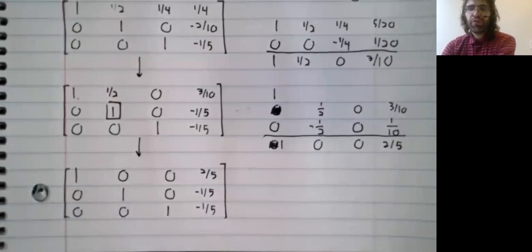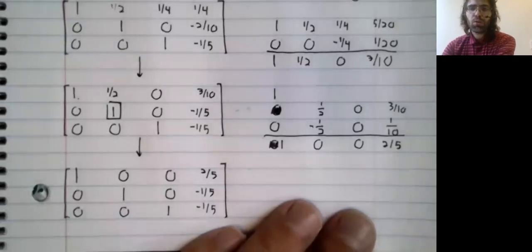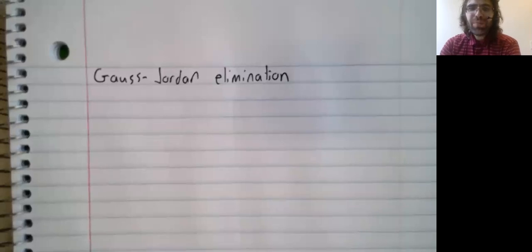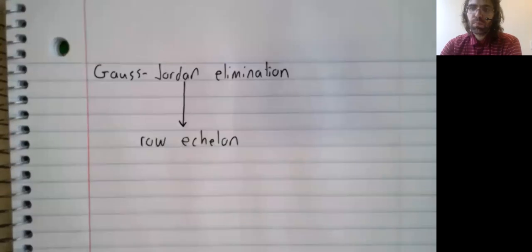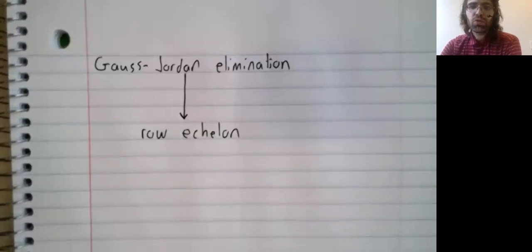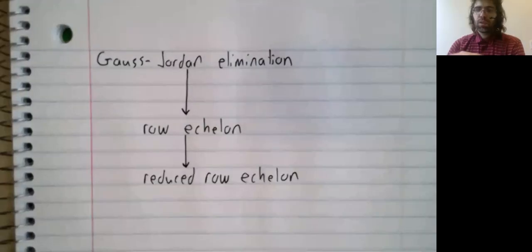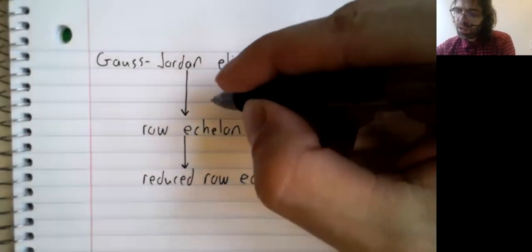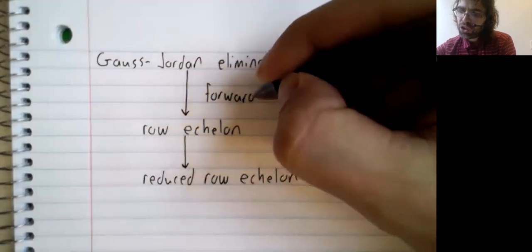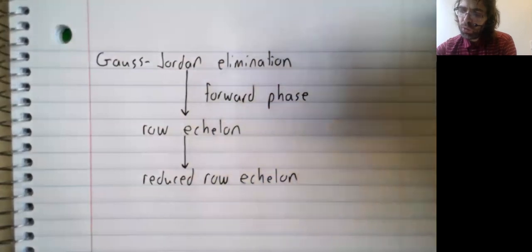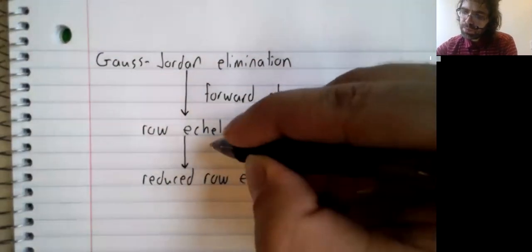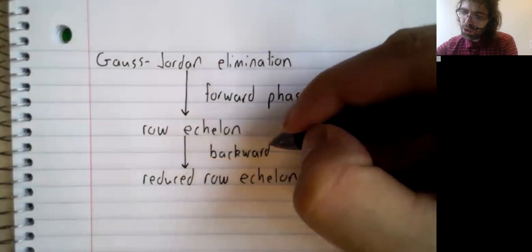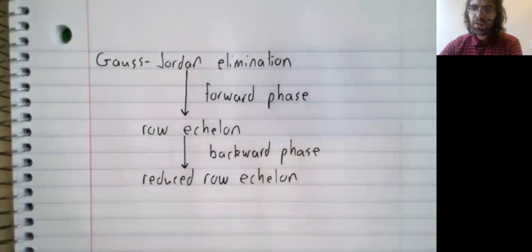Notice that Gauss Jordan elimination breaks into two parts. First, we put the matrix into row echelon form. Then we put the matrix into reduced row echelon form. Going from here to here, performing the Gaussian elimination, is called the forward phase of this process. Going from here to here is called the backward phase.